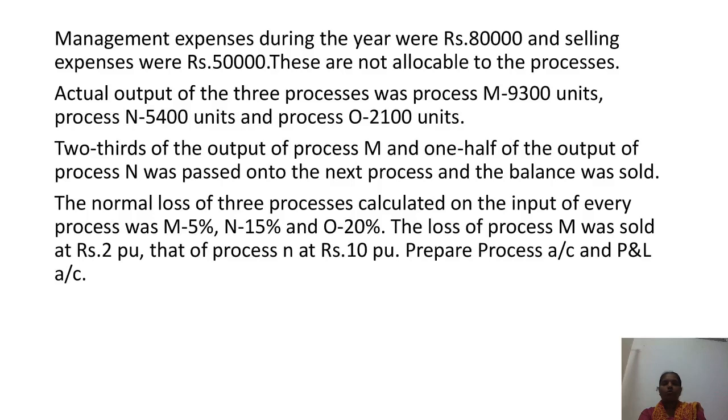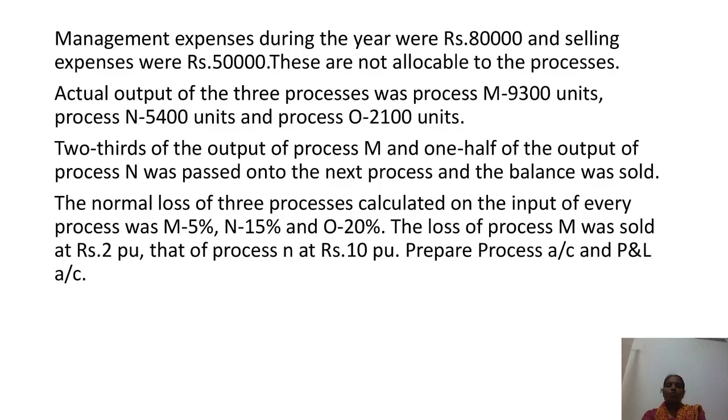2/3 of the process output of M. So how many units have been produced? From that, 2/3 of the process M output should be transferred to process N, and half of the process N output should pass on to the next process, and the balance is sold. The other half is sold.